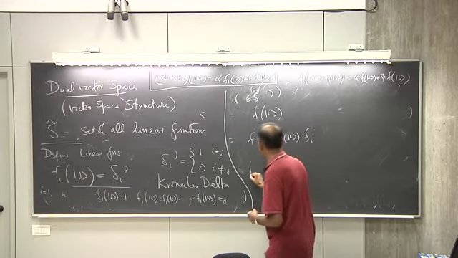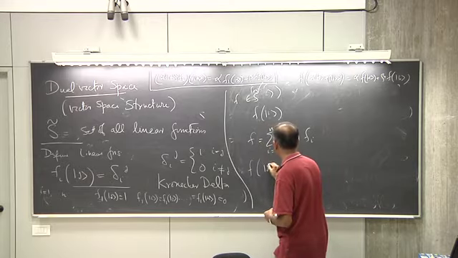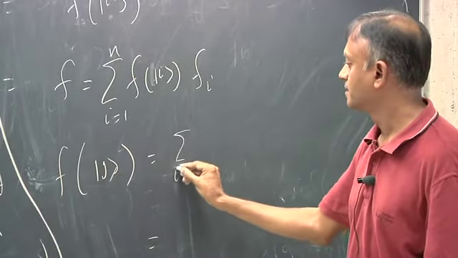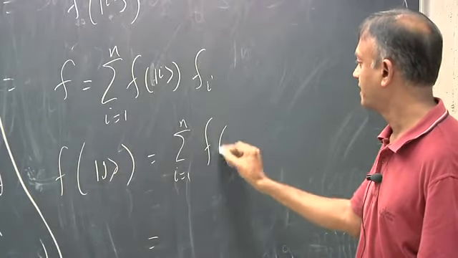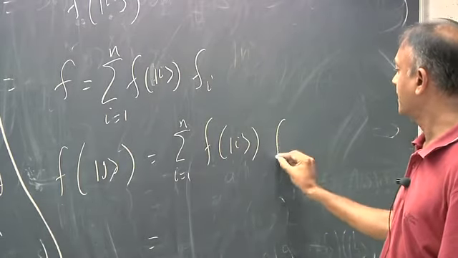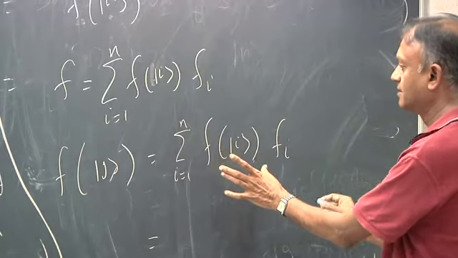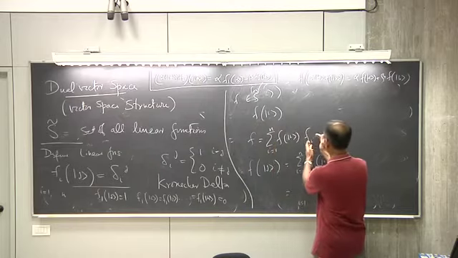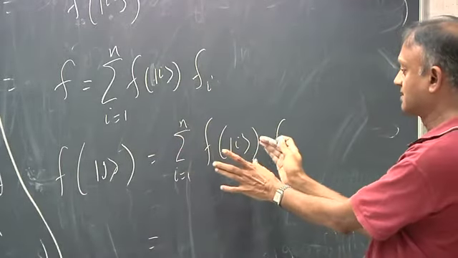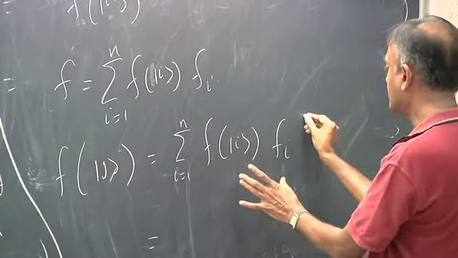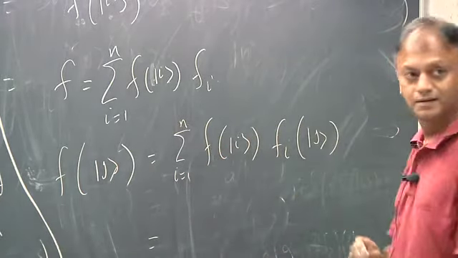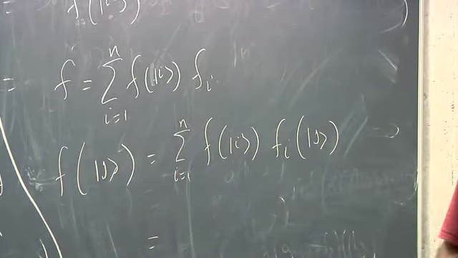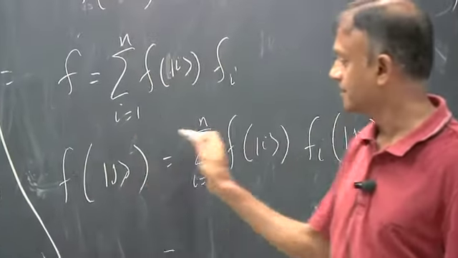Let us check that. If I want to apply this on a basis vector j, that is the same as the sum over i equal to 1 to n of f acting on i, which is just a complex number, times fi acting on j. Now I use the rule of addition here: this complex number times fi summed over i is the same as this complex number times fi acting on this vector. I just use this definition in doing it here.